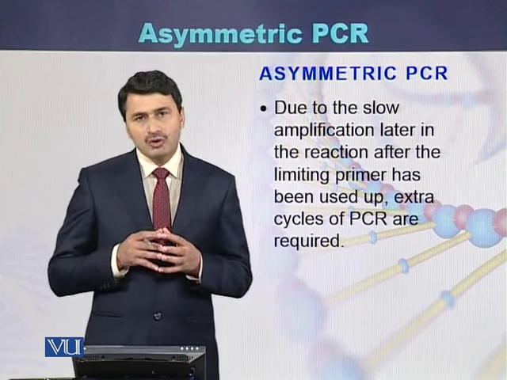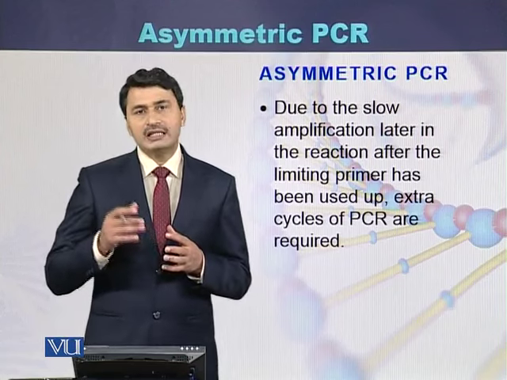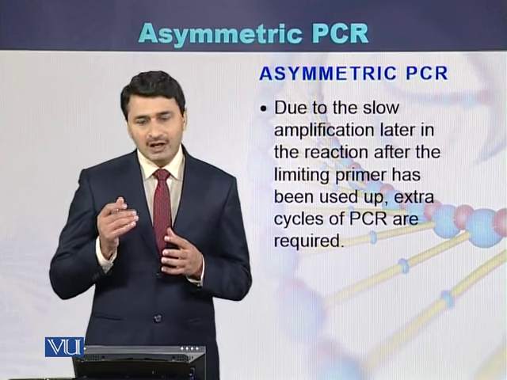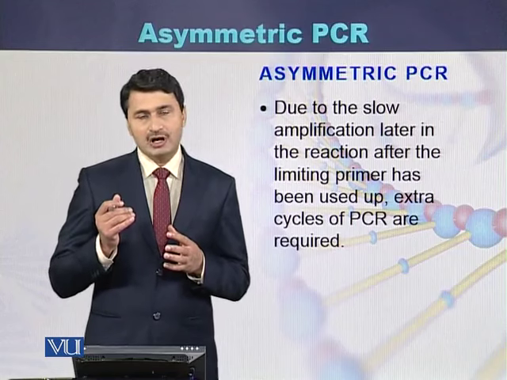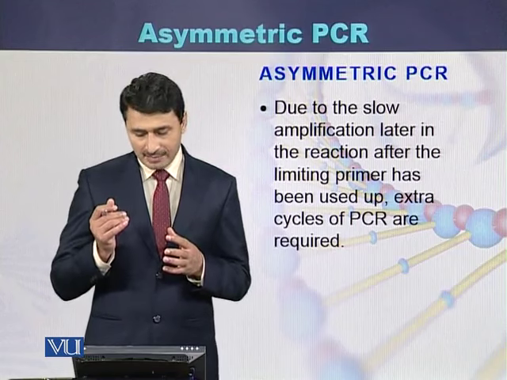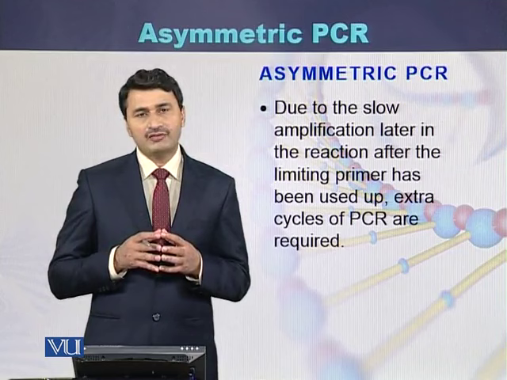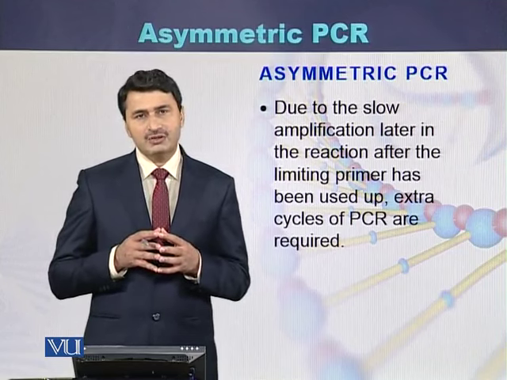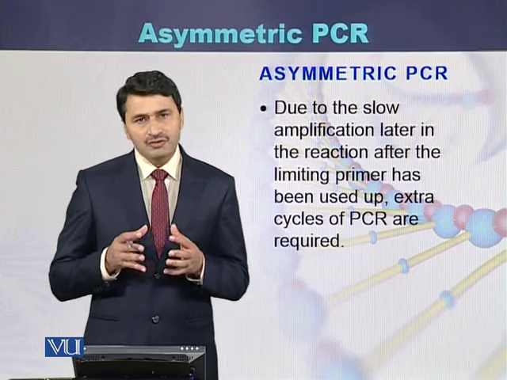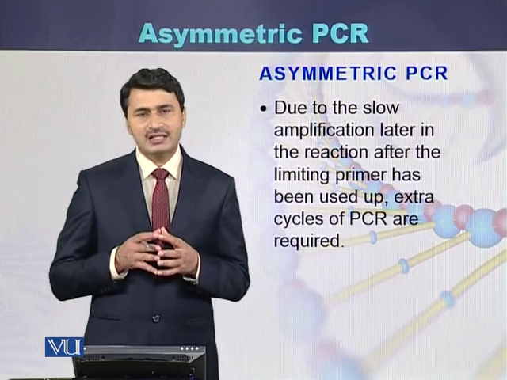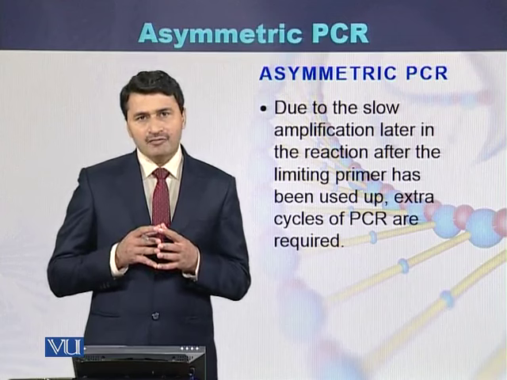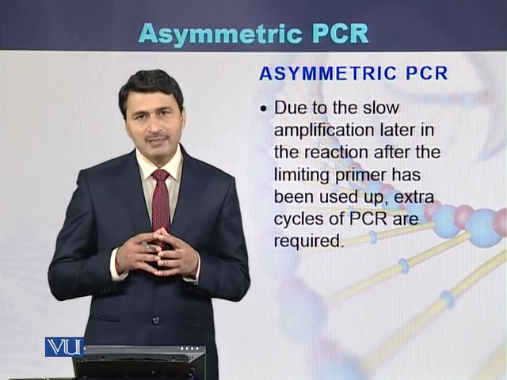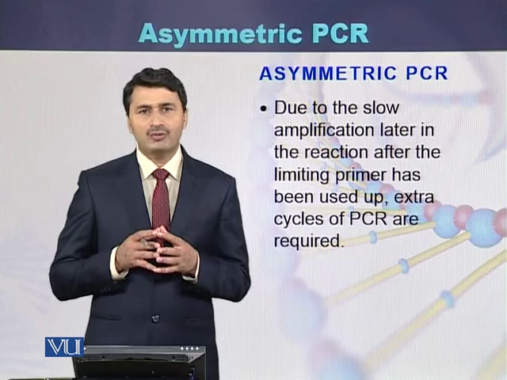Due to slow amplification in the later stages because of the lesser amount of one of the primers, which is also called the limiting primer, extra cycles of PCR are required. Mostly in asymmetric PCR, 50 to 55 cycles are performed for amplification with the help of one limiting primer and one normal amount of the primer.